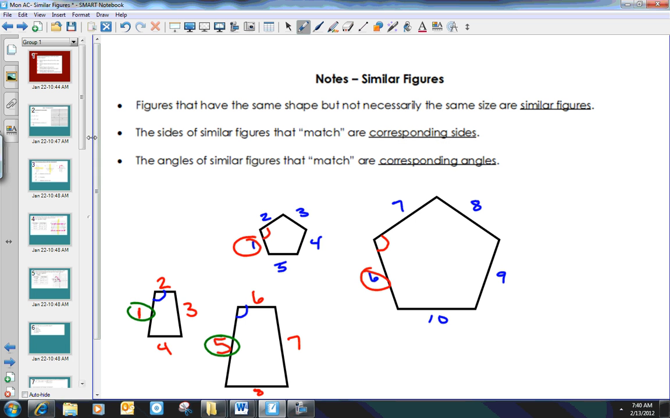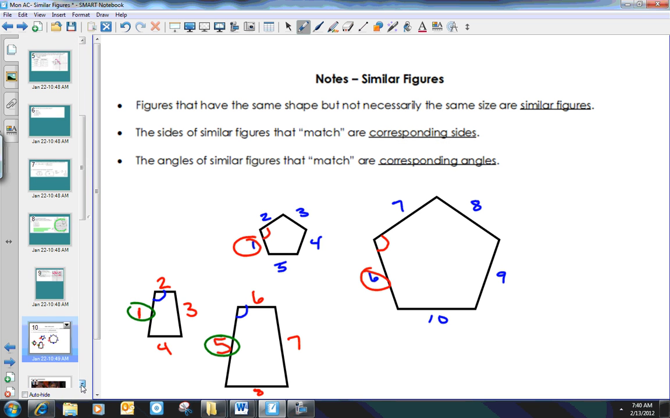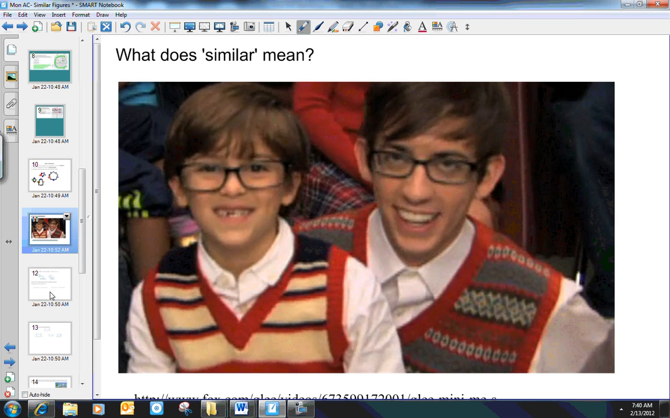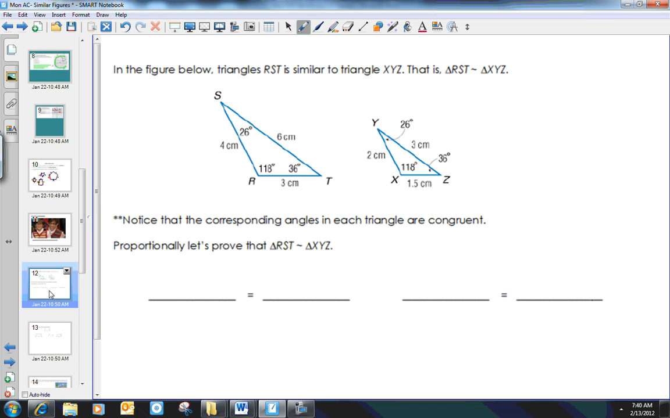All right, now that we have determined what exactly a similar figure is, what does similar mean? Similar means that they are proportional to each other when we're talking about two different figures. And you can determine if figures are similar by seeing if they have proportional side lengths.